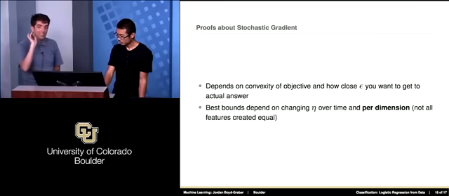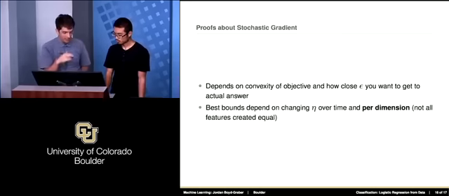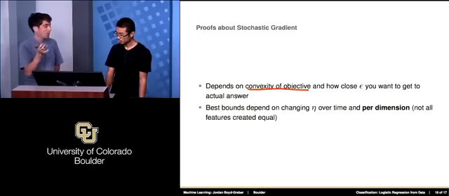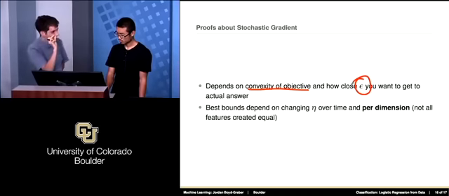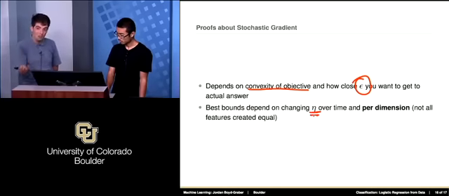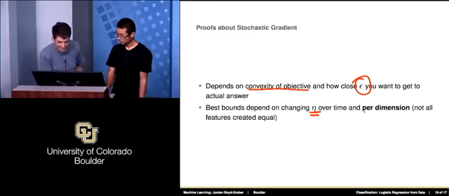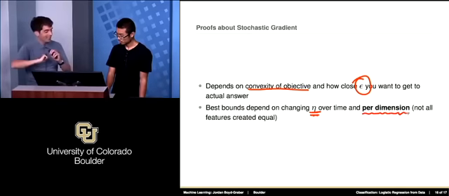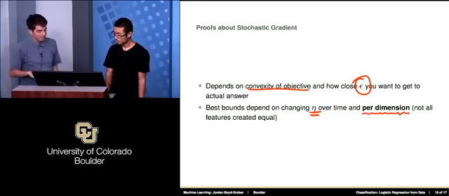There are some details that we didn't talk about. In particular, the convexity of the objective really matters, and how close you want to get to an actual answer, and sometimes you can do okay with these approximations if you don't need to be really, really close to the optimal answer. And the best bounds depend on what your eta is, and actually changing your eta over time and making it smaller and smaller, and adapting it per dimension rather than doing it the same over all of your features works better. Any questions?